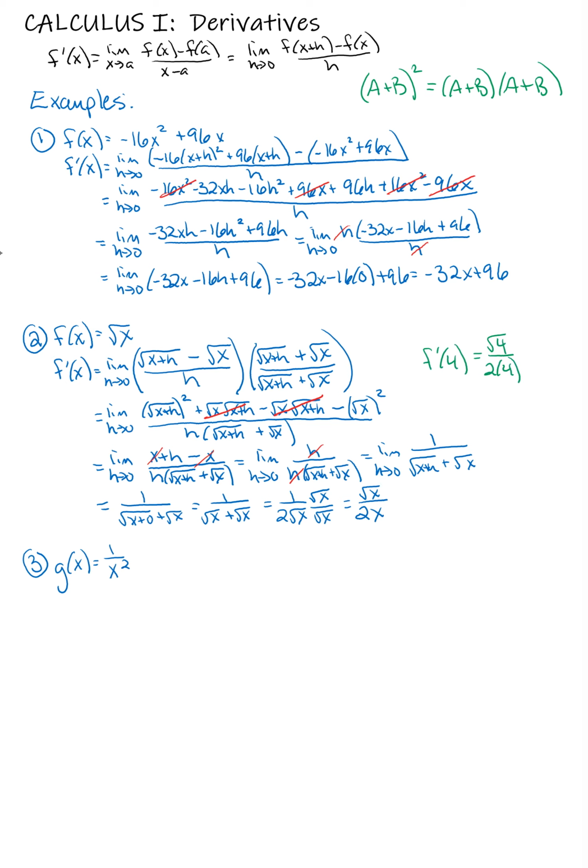Let's see, square root of 4 over 2 times 4, that reduces to 1/4. So again, treat this like a function. That is what it is.